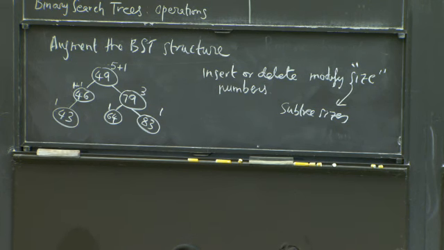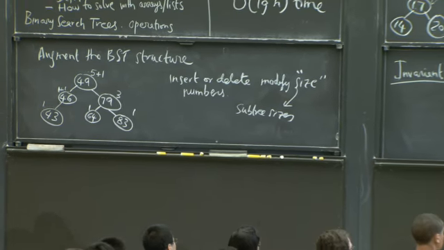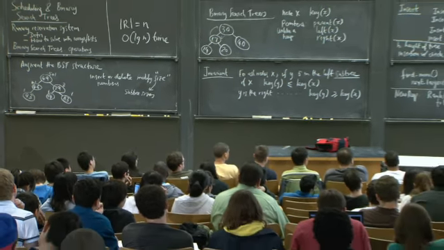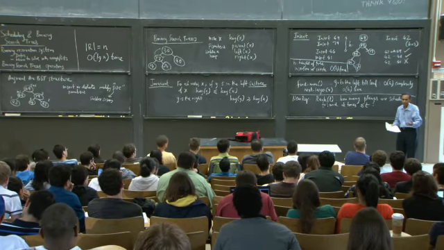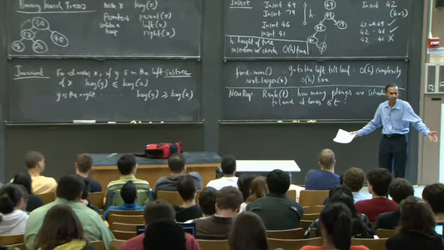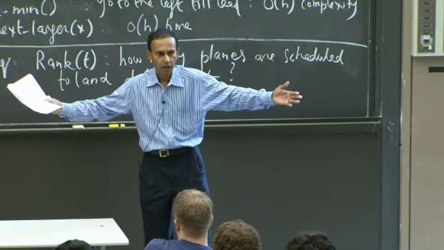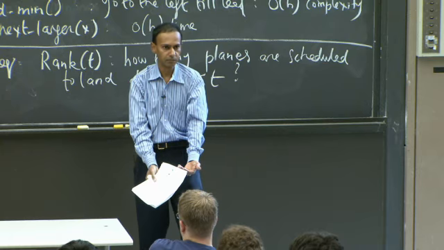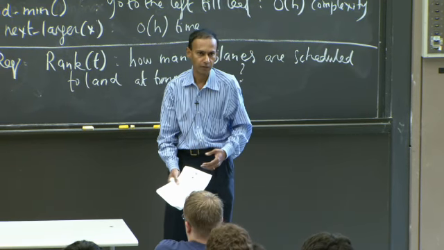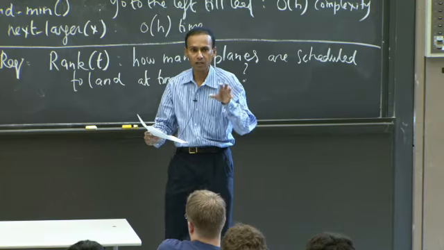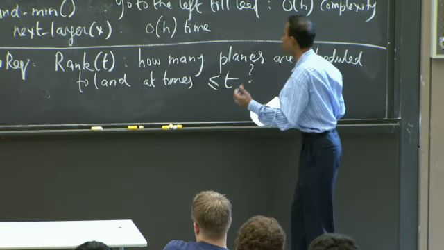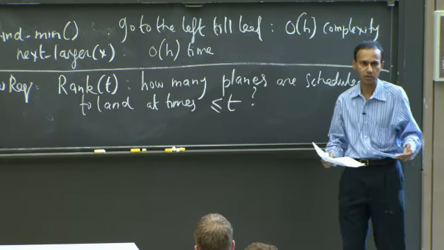So there's one thing missing here, though, which I haven't quite figured out. I've told you how these subtree sizes work, but it's not completely clear how you're going to compute rank T from the subtree sizes. Everyone understands subtree sizes? It's just the number of nodes that are underneath you, and you remember to count yourself. Now, what is rank T? Rank T is how many planes are scheduled to land at times less than or equal to T.